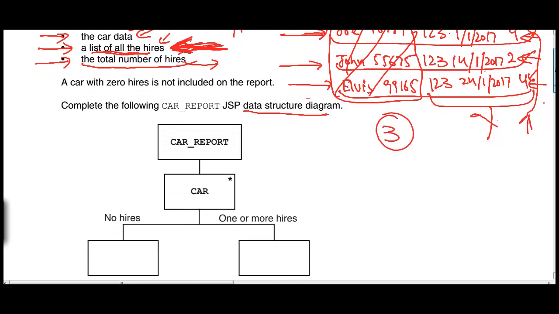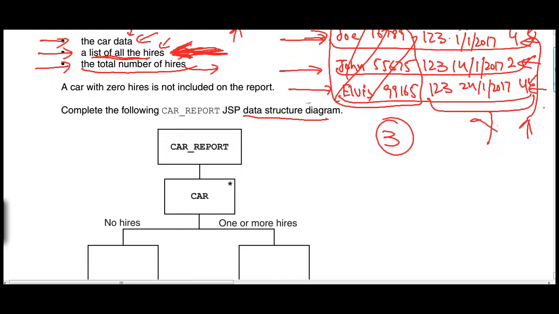Let's see what other information has been provided in the question, and you should process this information very carefully. All the information in the question statement needs to be processed very carefully, because based on this information we are going to be drawing our data structure diagram. Okay, this information says that a car with 0 hires is not going to be included in the report, which means if a car has 0 hires, its data is not going to be included in the report.